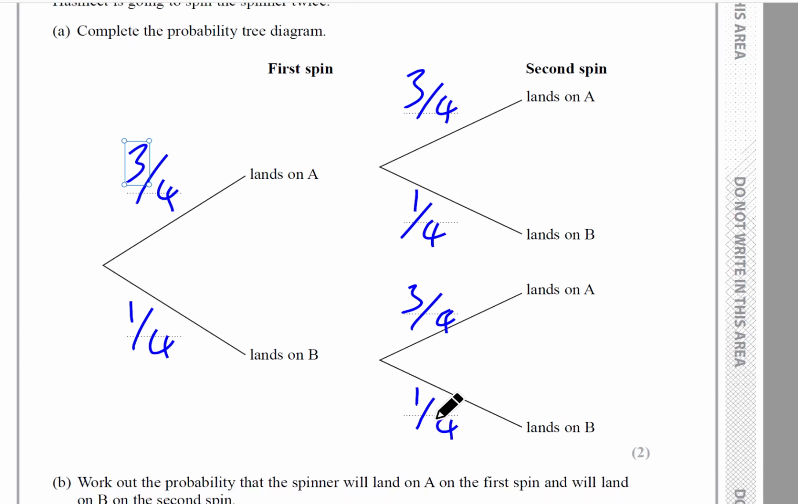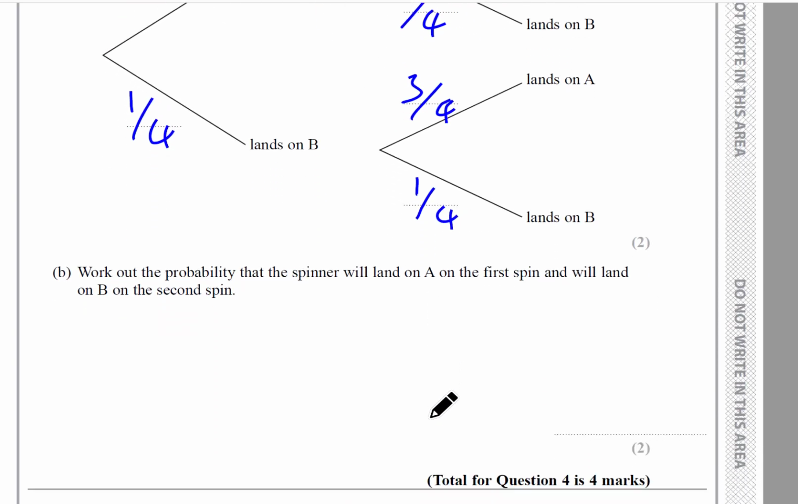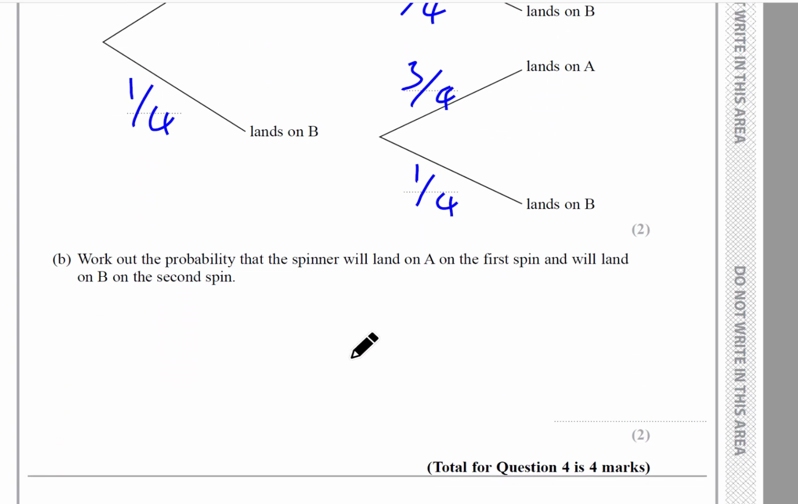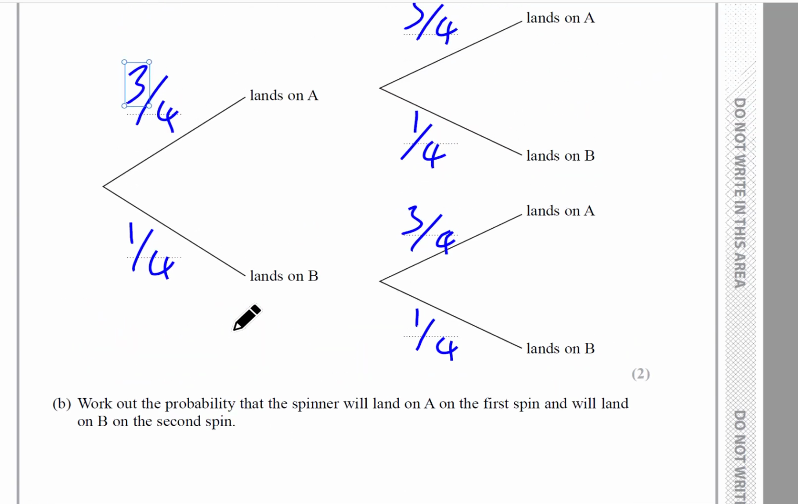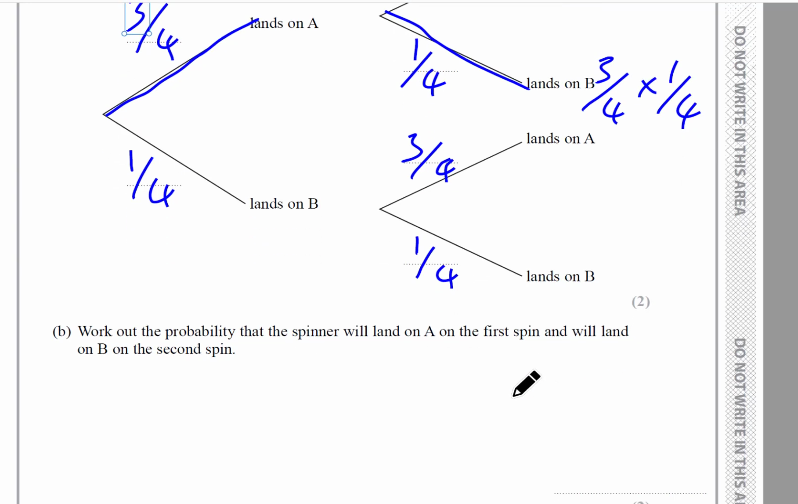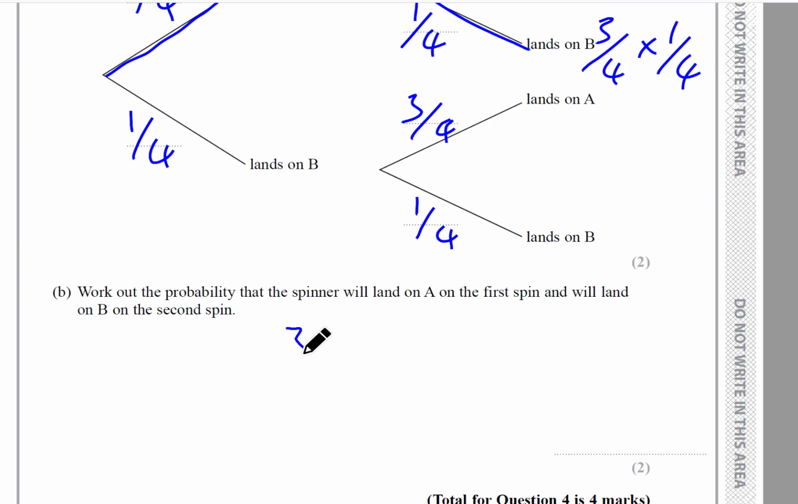That's probably the easiest 2 marks you're going to get on a tree diagram. Work out the probability that the spinner will land on A on the first spin and will land on B on the second spin. So that's the branch you're taking, A then B. So you could easily see that's 3/4 times 1/4. Do write this below. 3/4 times 1/4 equals 3 over 16, and it's fine to leave probability as a fraction, and that is perfect.